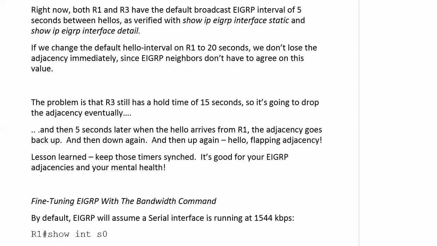Now, in the next video, we're going to take a look at fine-tuning EIGRP a little bit with the bandwidth command, and from there we'll go into a discussion of bandwidth, delay, MTU, and what have you, and I will see you there with that on the very next video.